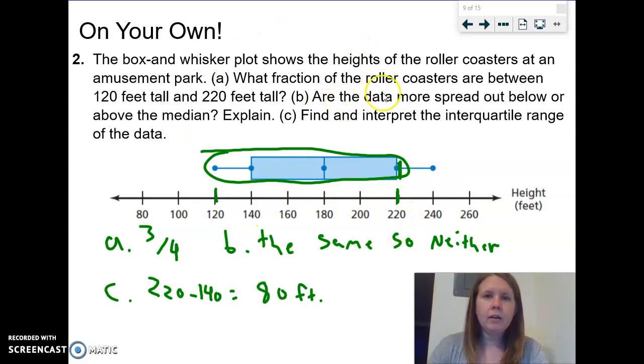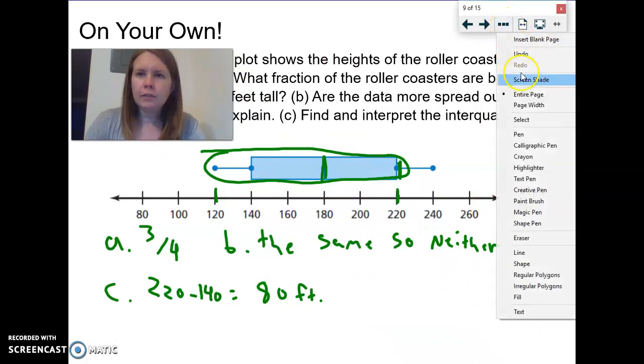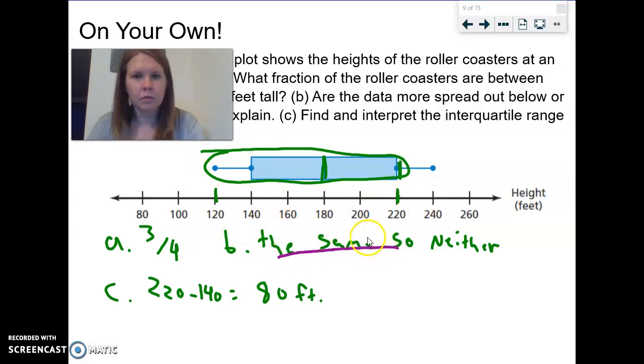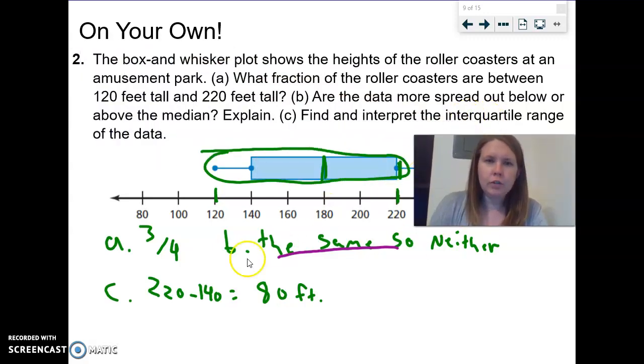B then is, are the data more spread out below or above the median? So they're asking from the median here. Let's actually get a different color. When you look at this and you look at the highest point and the lowest point from the median, so the median is 180, and to go to 240, it's a jump of 60. And the same goes when you go back down this way. So they're actually the same, so it's neither more spread out above or spread out below. It is even.